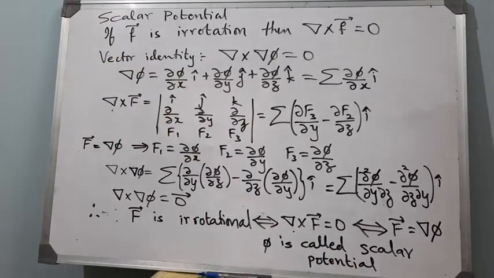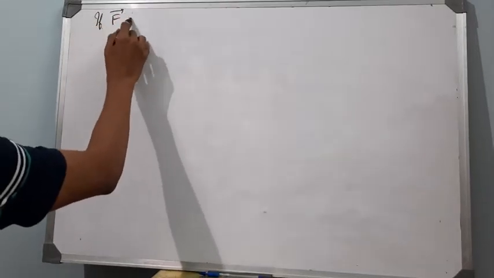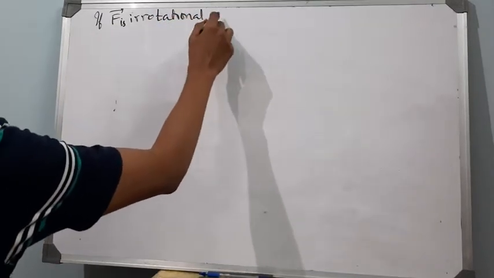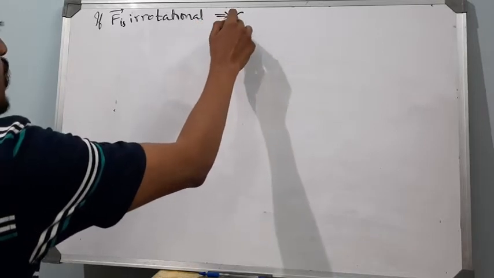If vector F is representing velocity, then phi will be the velocity scalar potential. And if F represents the magnetic field, then phi will be the magnetic potential. And if F is the electric field, then phi will be the electric potential. If F is irrotational, we also hear the word conservative field.